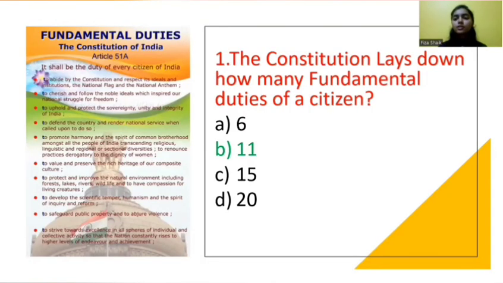The Constitution lays down how many fundamental duties of a citizen? Option A 6, option B 11, option C 15, and option D 20. So the Constitution lays 11 fundamental duties of a citizen. And the 11 fundamental duties are listed here.